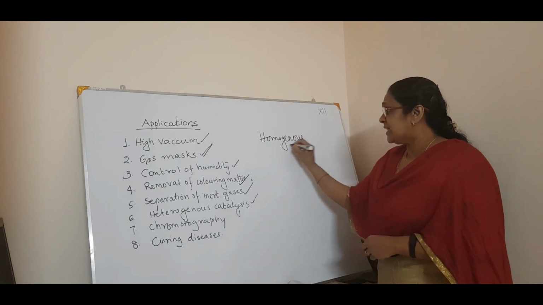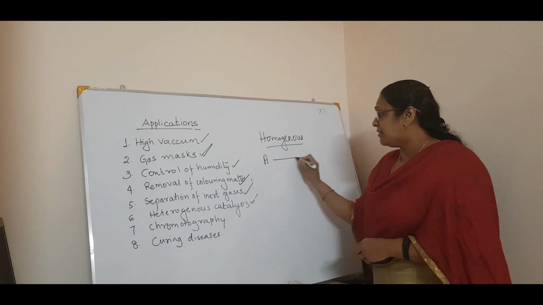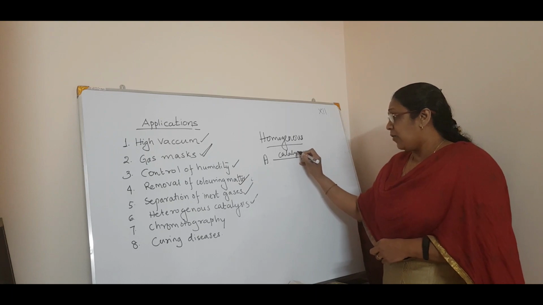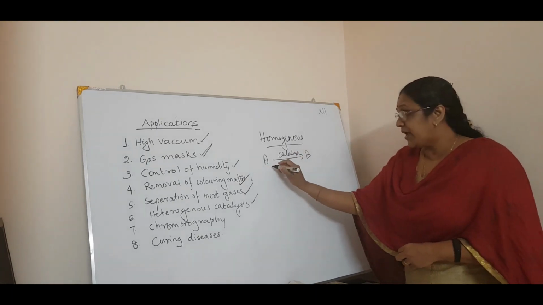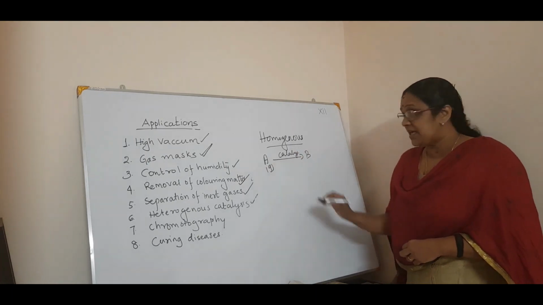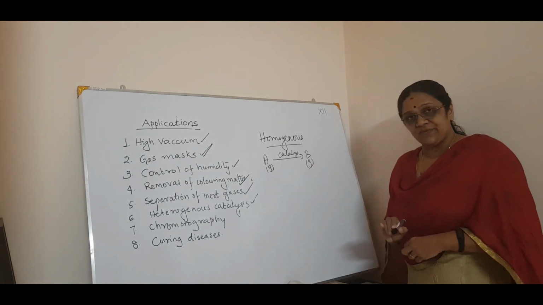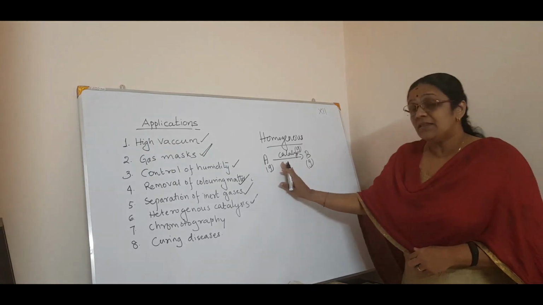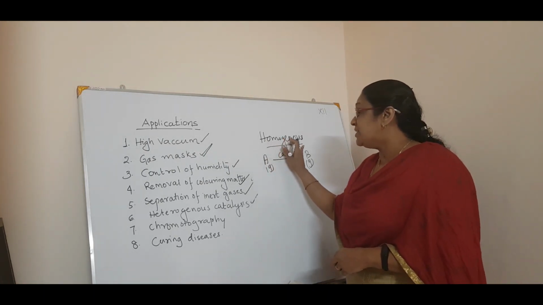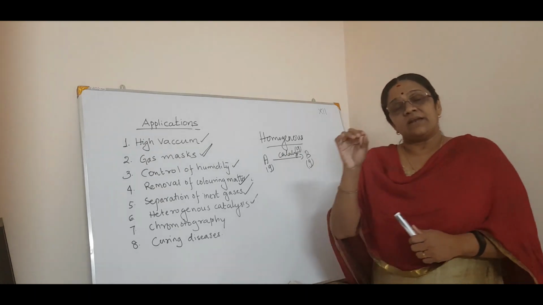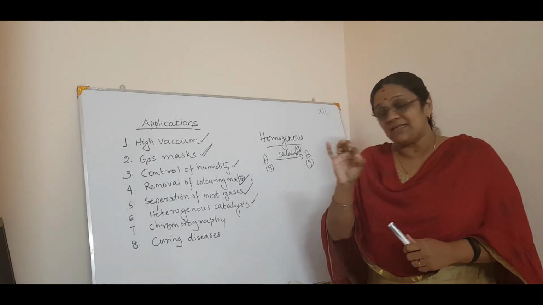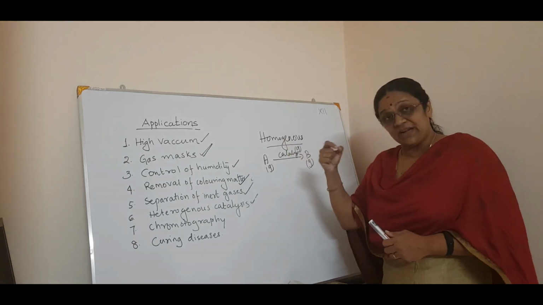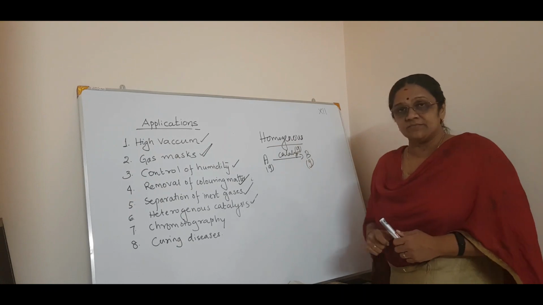See, homogeneous catalysis means that a reactant gets converted into product in the presence of a catalyst. Now, if the reactant, say in the gaseous phase, and the product is also in the gaseous phase, and the catalyst is also in the same phase, then this type is called homogeneous catalysis. That means the reactant, the product and the catalyst are in the same phase. That type of catalysis is called homogeneous catalysis.